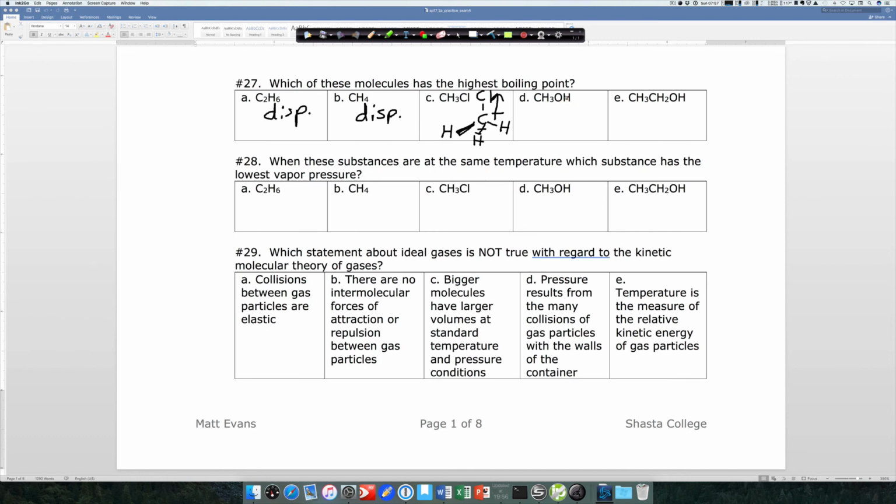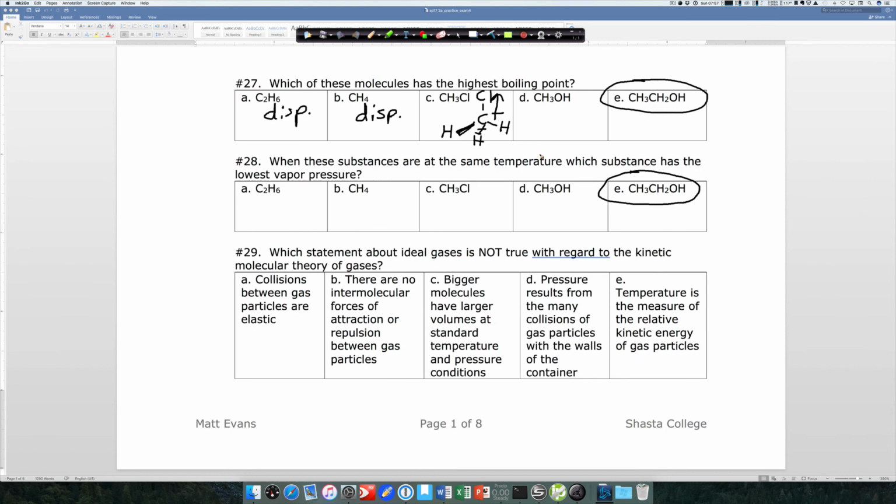And I said in class that something that has hydrogen bonding also has all the forces. So this one's going to be higher than this one. And then this one's still higher. This is the highest one right here. This is the answer, because it's got 2 carbons. It's a bigger molecule than this one. They both have hydrogen bonding and all the forces, but this one is bigger. So this one definitely has the highest boiling point. So when these substances are at the same temperature, which substance has the lowest vapor pressure? The one with the lowest vapor pressure is going to have the strongest intermolecular forces, which we already said is this one. So that is the lowest vapor pressure if they're all at the same temperature.